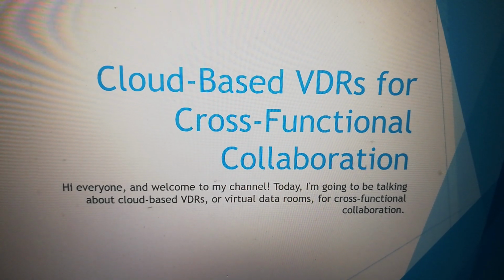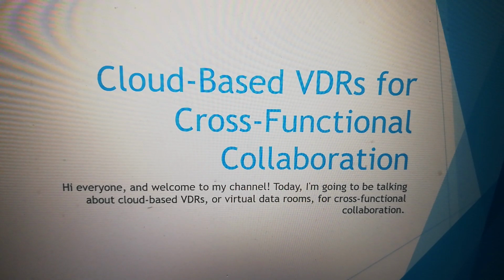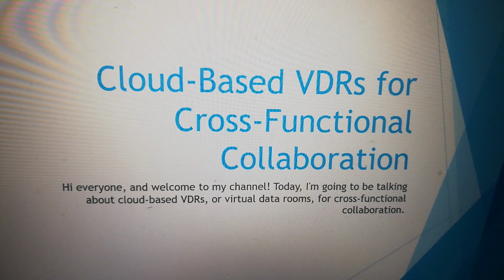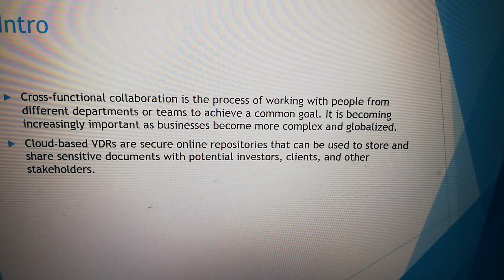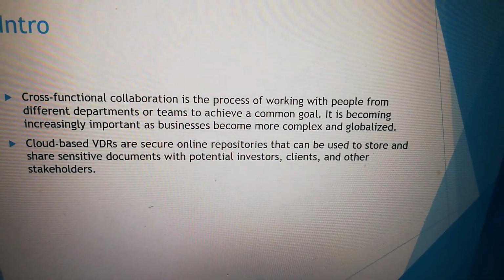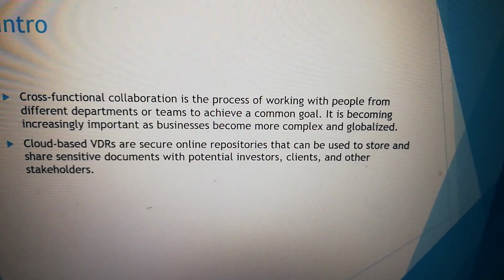Today I am going to be talking about cloud-based VDRs or virtual data rooms for cross-functional collaboration. So let's start. Intro. Cross-functional collaboration is the process of working with people from different departments or teams to achieve a common goal.